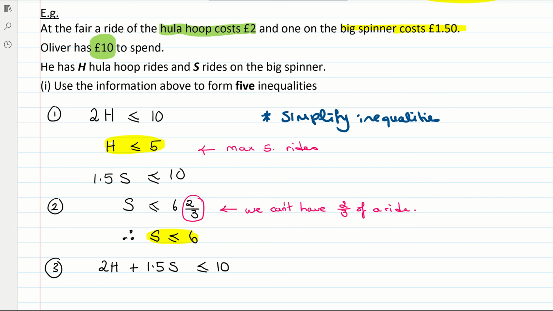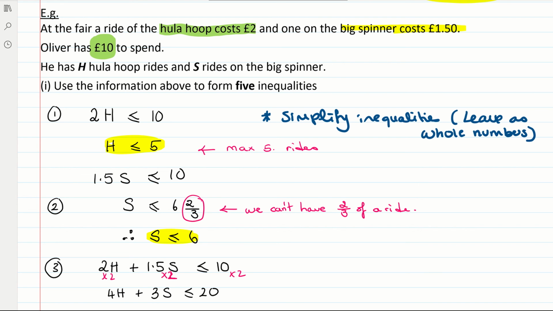If you have a decimal place, you need to get rid of the decimal. So I'm going to say simplify inequalities, leave as whole numbers. Always, always, always. So I'm going to multiply everything by 2. So that's 4h plus 3s is smaller than or equal to 20. So that's 1, 2, 3 inequalities, but they've said 5.